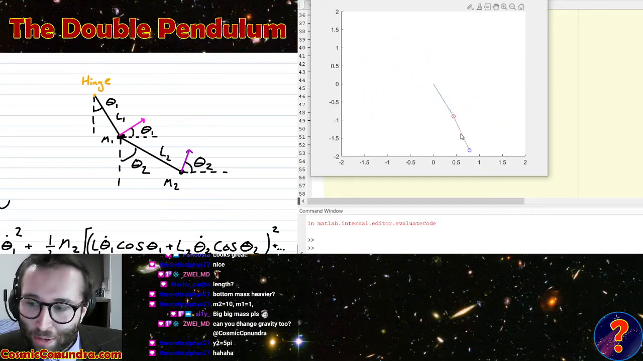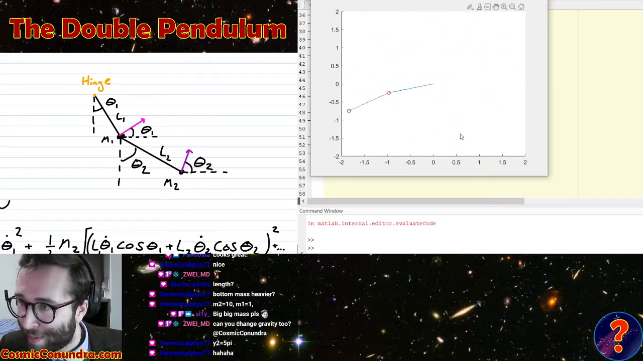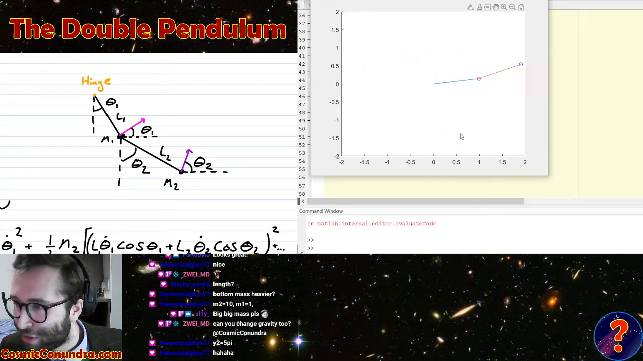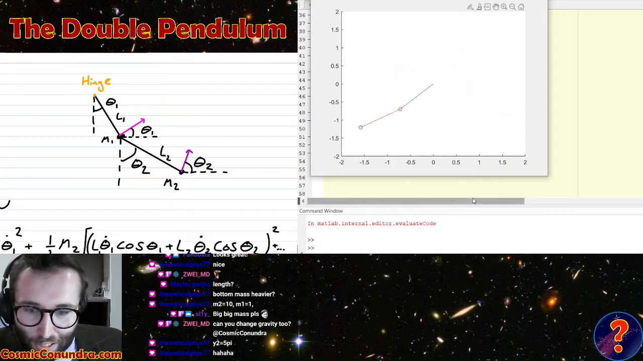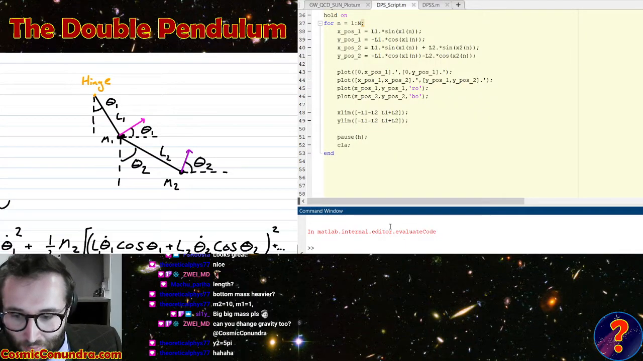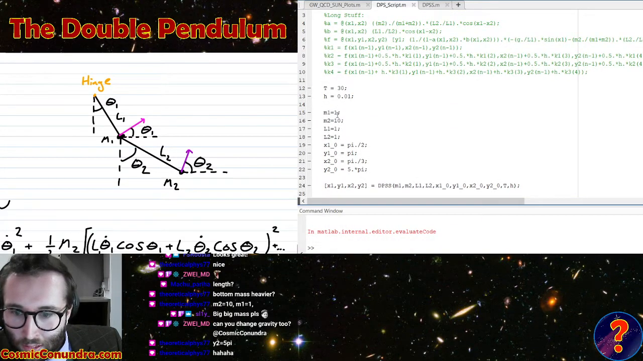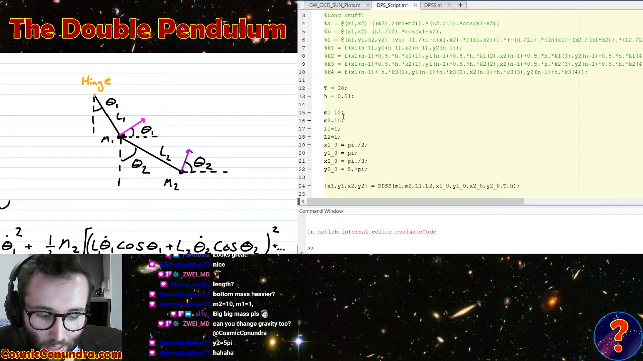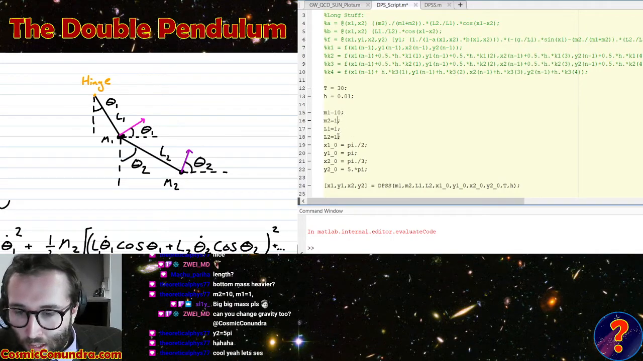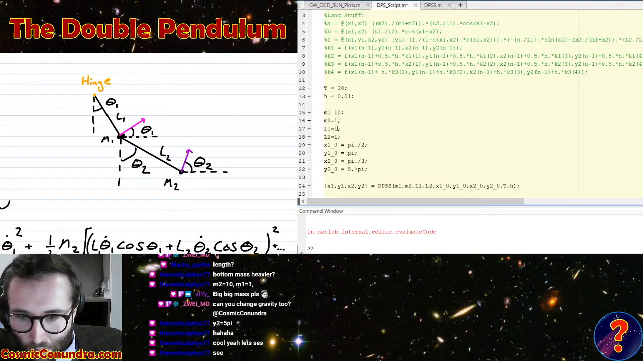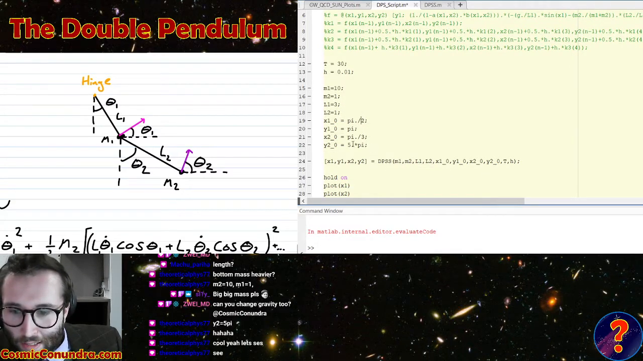What if we make, I think what would be interesting is if we make the first mass M1 very, very big and the other mass very, very small, but give it a very big push to see that it goes, you know, I think it'll go kind of crazy. So let's do that. So let's swap these masses around. Let's go 10 for M1, 1 for M2, and let's make L1 like 3 times longer. And let's give it an even bigger push, the second mass.